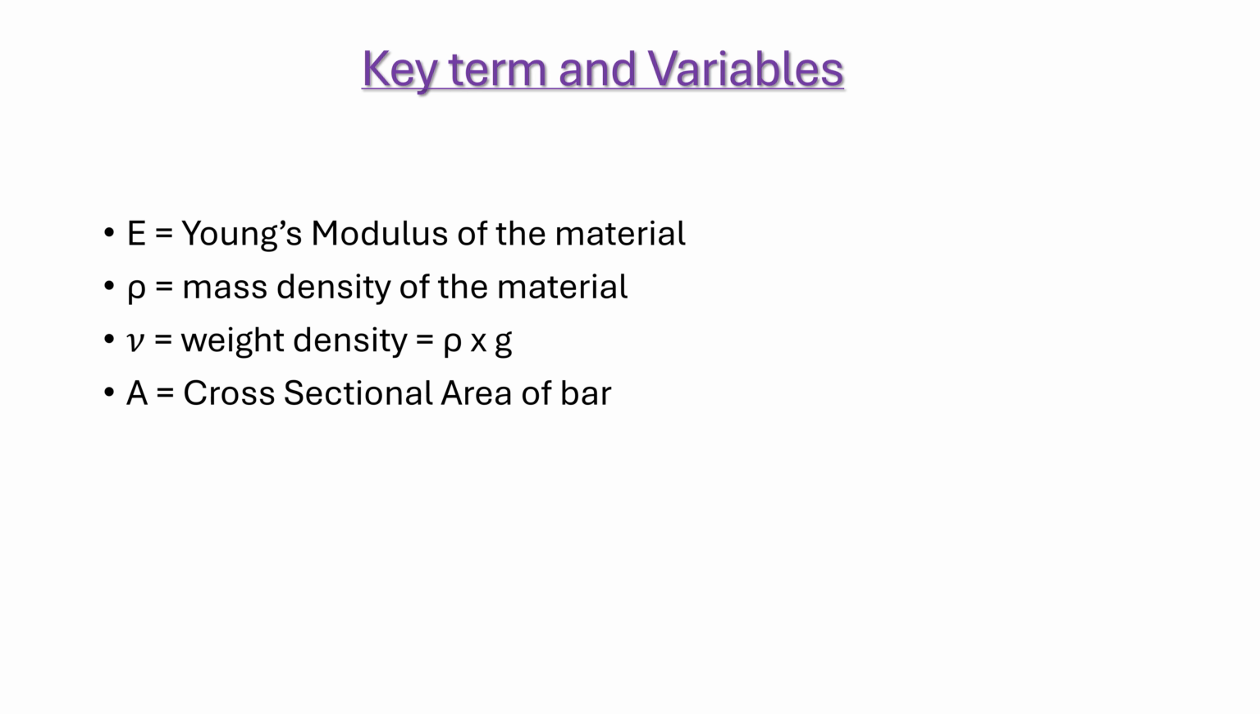As you can see in this diagram, we have a bar which is suspended vertically, fixed at the top, and it has a total length of L and a total self weight of W which is acting downwards here. Now that we have all our notation set, let us move on to the actual derivation.